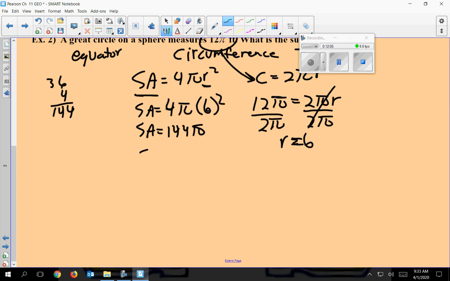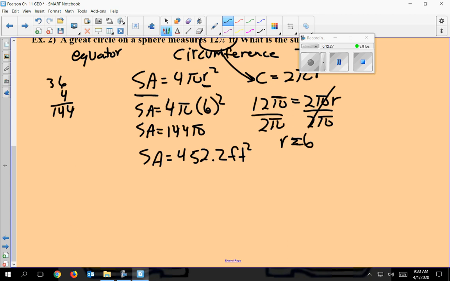I could leave it that way, or I get 452.2, and this was in feet squared. Okay, so that's a pretty good problem. That would be a test type of a question right there.